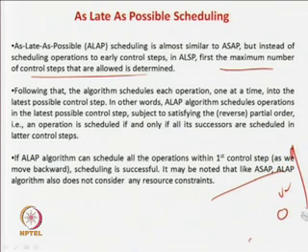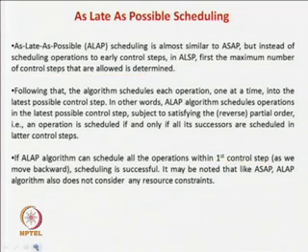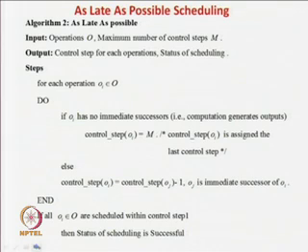Now again, we will consider it successful if we find that all the operations have been scheduled within the first control step, because we are going in reverse. Otherwise it is not successful. We will again look at the formal algorithm and then see it with an example. Same as the earlier algorithm, the operations and the maximum number of control steps will be given, and the output is the control steps for each operation and the status.